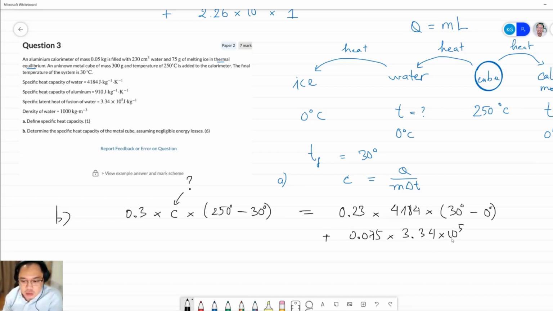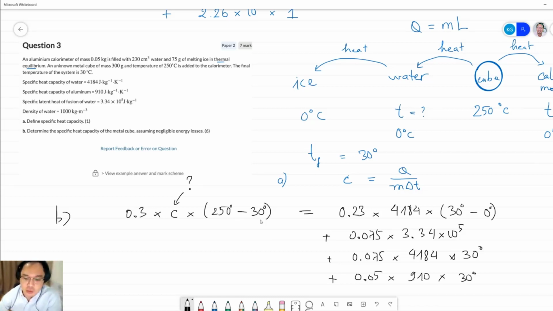That is the amount of heat to melt it, and then add it with the amount of heat to raise the temperature of the water by 30 degrees. After melting, you use the heat capacity of water, 4184, times 30 also, similar to the water here, but this is a smaller amount of water after melting. And the heat absorbed by the calorimeter: mass 0.05, heat capacity 910, and temperature change 30.